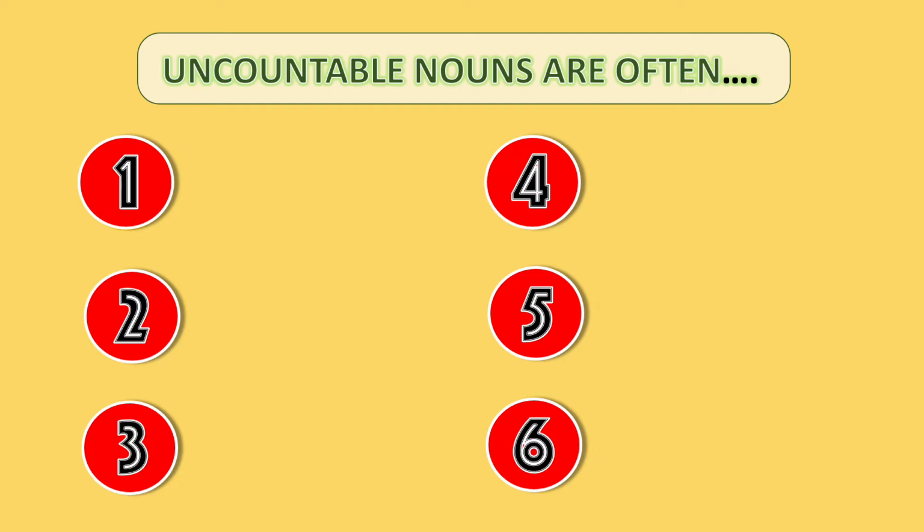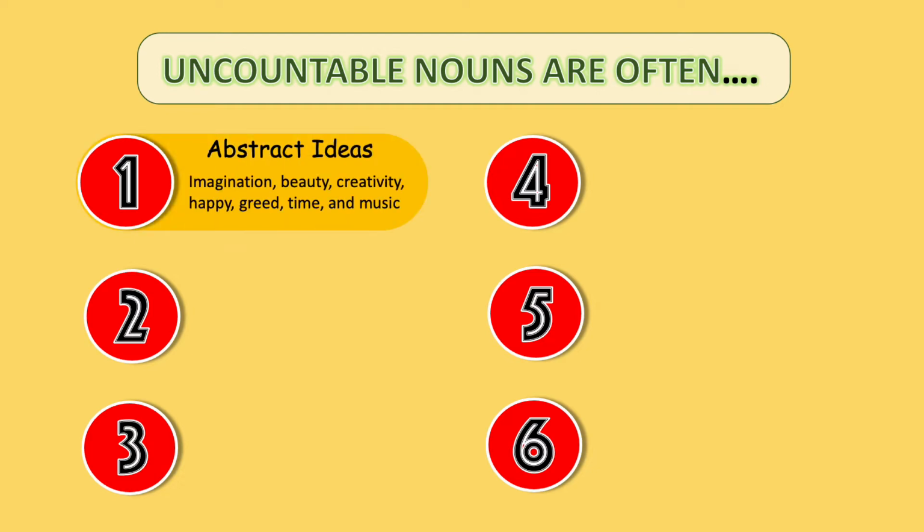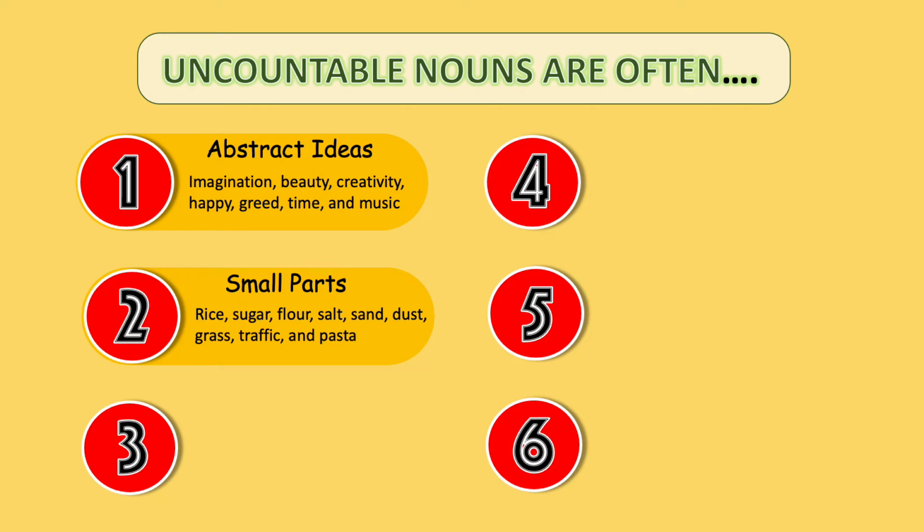Uncountable nouns are often abstract ideas. For example, imagination, beauty, creativity, happiness, greed, time, and music. They also come in small parts: rice, sugar, flour, salt, sand, dust, grass, traffic, and pasta. They can also be foods. For example, the word food itself: chocolate, bread, cheese, meat, fish, or jam.